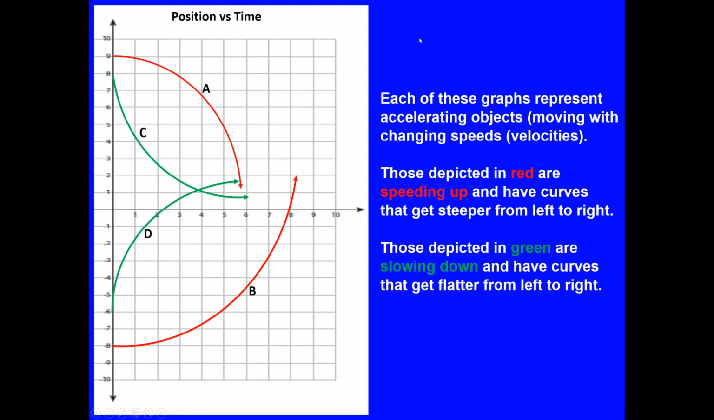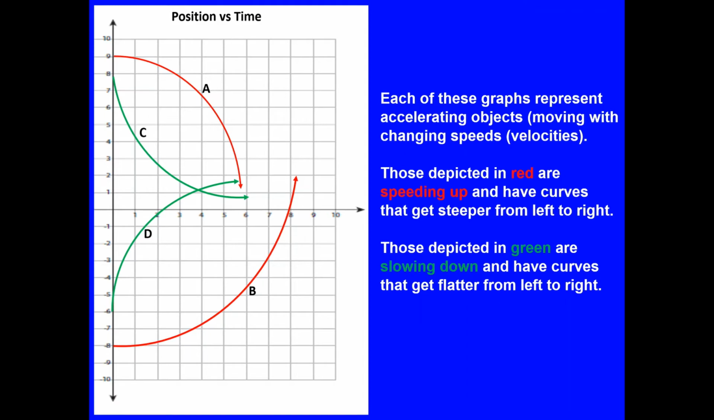So with position time graphs, you look at two things. Is the graph rising or falling? If the graph is rising, you're moving in the positive direction. If it's falling, you're moving in the negative direction. And then you look at the steepness of the graph. The steeper it is, the faster you're going.